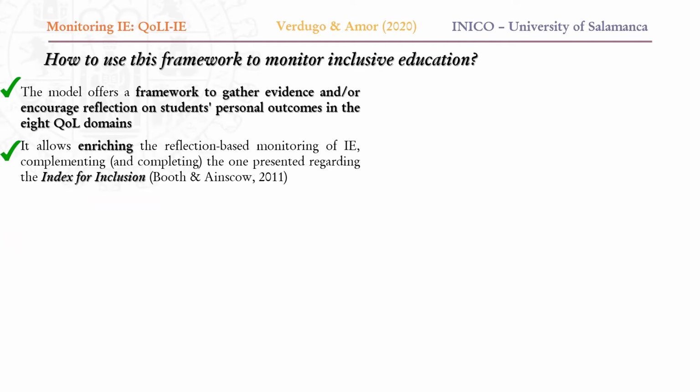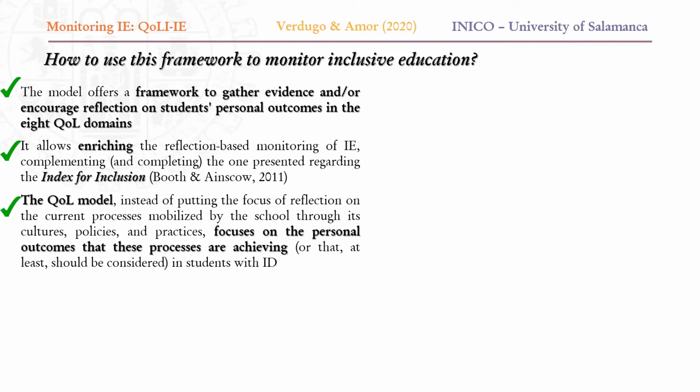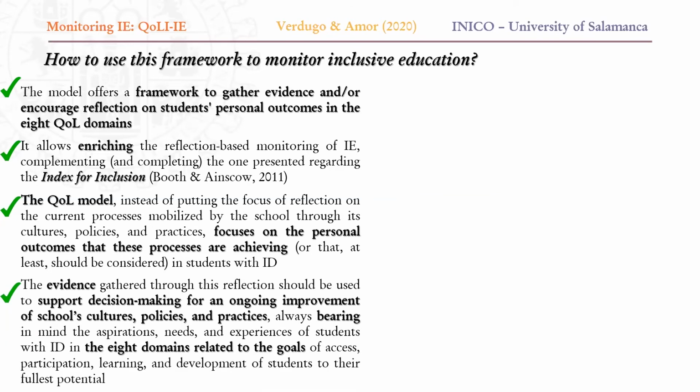The quality of life model, instead of putting the focus on the reflection on the current processes mobilized by the school through its culture, policies, and practices, focuses on the personal outcome that these processes are achieving, or that at least should be considering in students with intellectual disability. Following a formative assessment, the evidence gathered through this reflection should be used to support decision-making for an ongoing improvement on their own school's culture, policies, and practices, as the Index for Inclusion establishes, but always bearing in mind the aspiration, needs, and experiences of students with intellectual disabilities in the 8 domains related to the goals of access, participation, learning, and development of students to their fullest potential. As you can see, this reflection process goes a step beyond the Index for Inclusion.